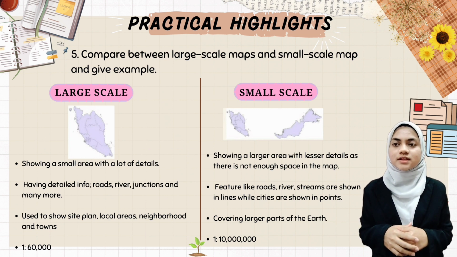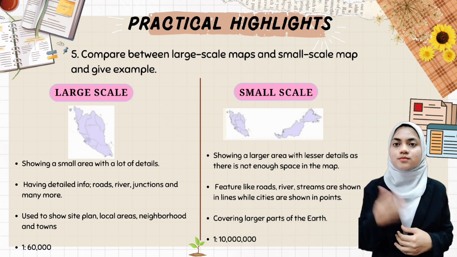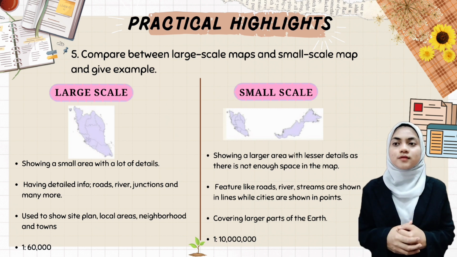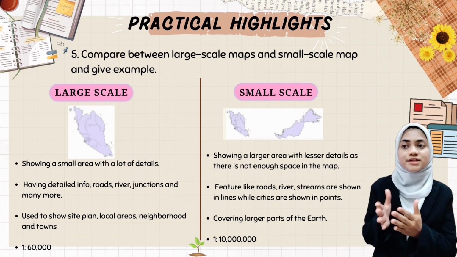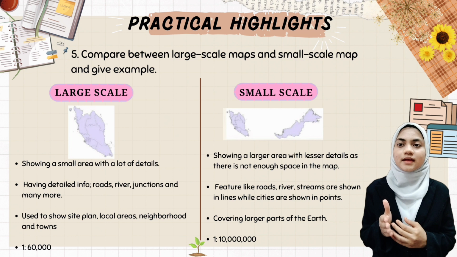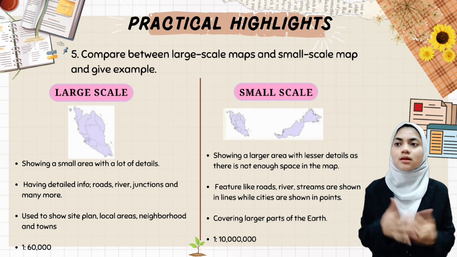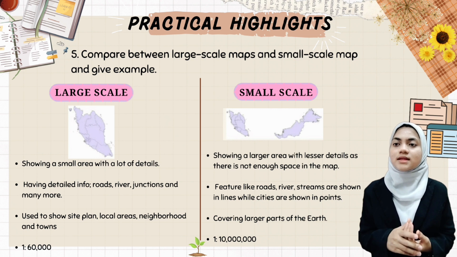And now for the last question, compare large scale map and small scale map and give an example. So, large versus small scale. The example that we are using is the Malaysia map. On the large scale, it shows a small area with a lot of detail. It has detailed info like road, river, junction, place, site area, local area, neighborhood and town. Even though it shows a small area, it shows a lot of detail, that is large scale, and the ratio in the example that we are using is 1 to 60,000. It is way larger than a small scale map.